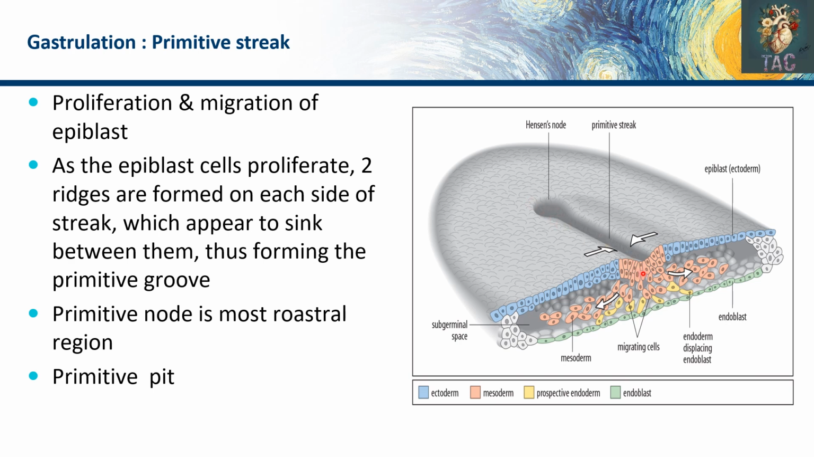These are a few definitions which you must understand. This is the primitive streak. The indentation in the primitive streak is the primitive groove. This elevated area is the primitive node, also called Hensen's node, and the depression in the primitive node is called the primitive pit.